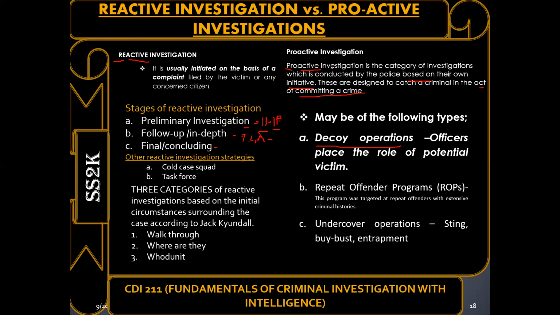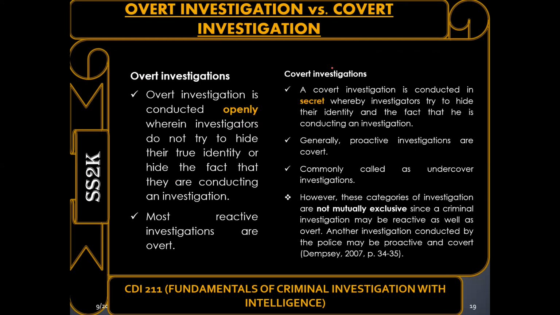So sana po inaintindihan nyo yung difference ng reactive investigation at proactive investigation and the different types of reactive investigation as well as proactive investigation. Susunod, we have the third pair of types of investigation, that is overt investigation and covert investigation.